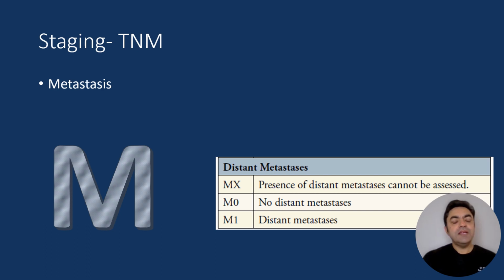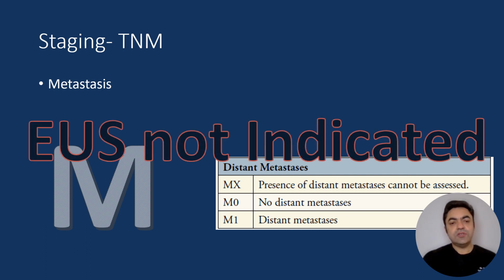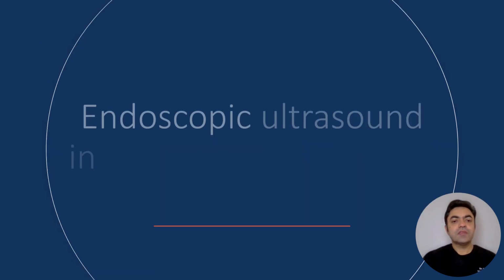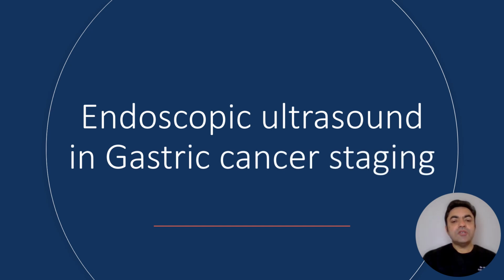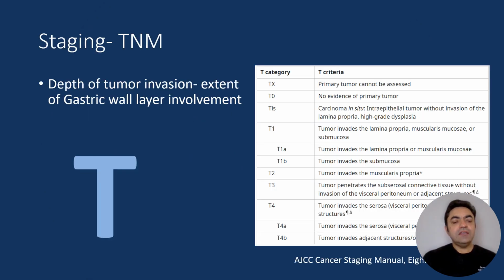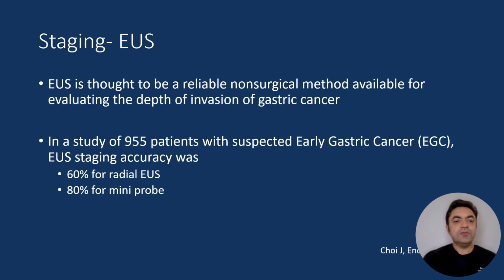But once the malignancy metastases has been confirmed, then EUS is not indicated for further staging in this group of patients. Moving on to gastric cancer staging. So again, the TNM classification is used to assess the extent of gastric wall involvement, but EUS is thought to be a reliable non-surgical method available for evaluating the depth of invasion of gastric cancers.